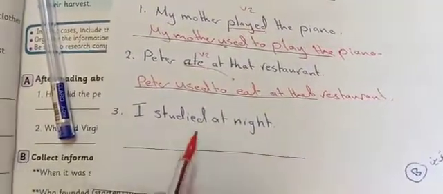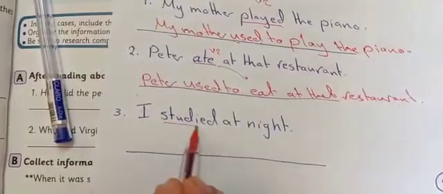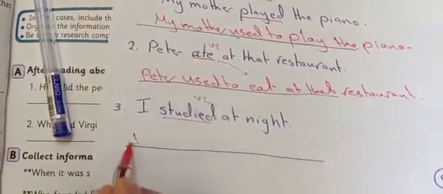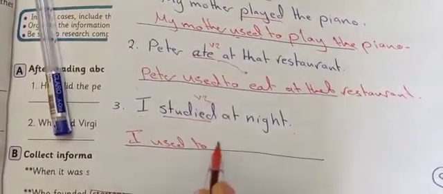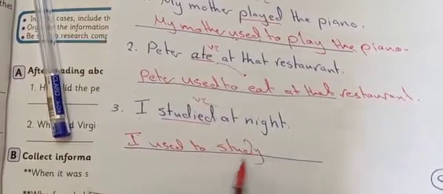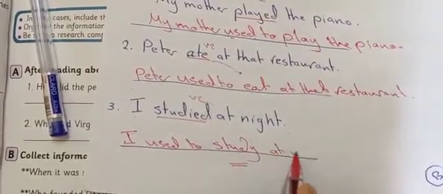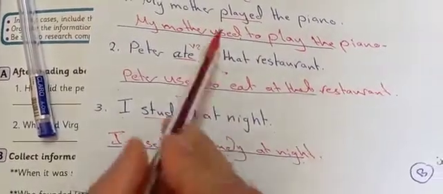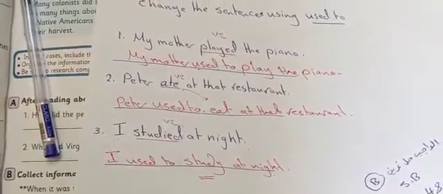Okay, the last one. I studied at night. The verb is studied. It is verb 2. Okay. I used to study. What is verb 1 or base verb of studied? It is study, at night. I used to study at night. These are all habits we talked about, old habits that no longer exist now.